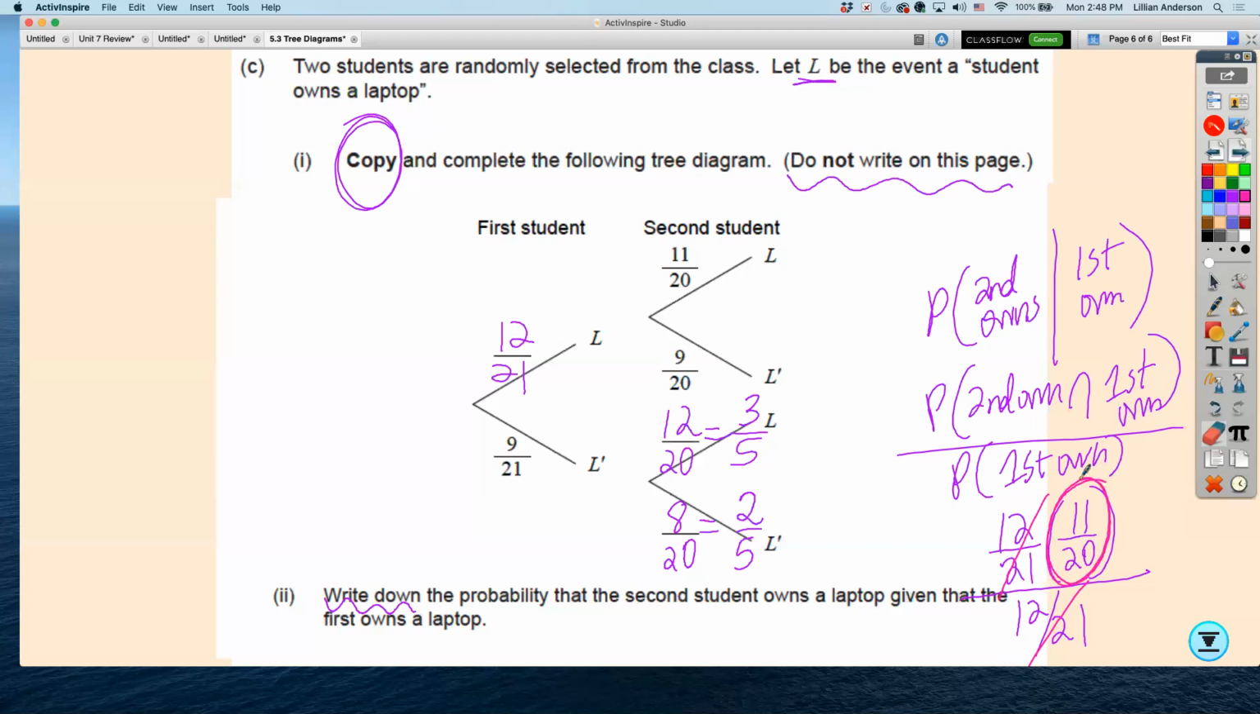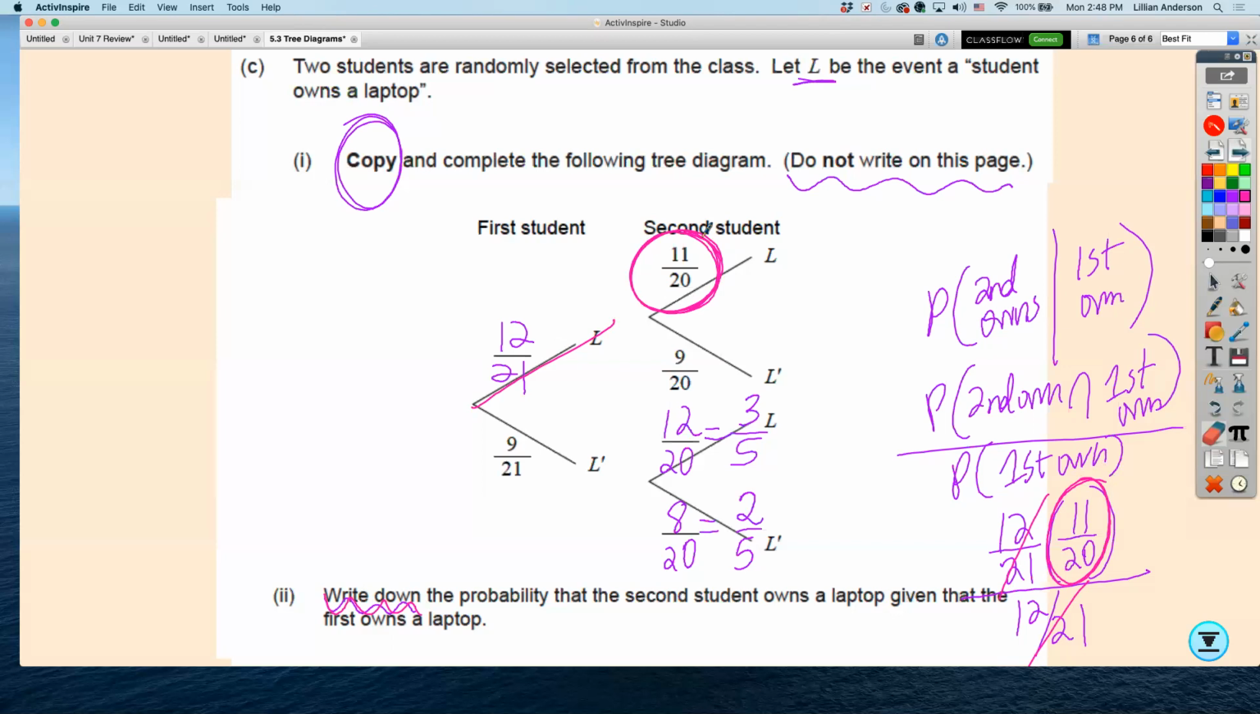That's why it's a write down, because we actually could have just pulled it straight from the tree diagram. Because given that the first student owns a laptop means we are looking from this branch, then we want the probability that the second student owns a laptop. So the answer would just be the 11/20. But here it is using the formula all the way out, simplifying there. This is non-calculated, so you definitely don't want to multiply 12/21 by 11/20, because then it could be confusing.